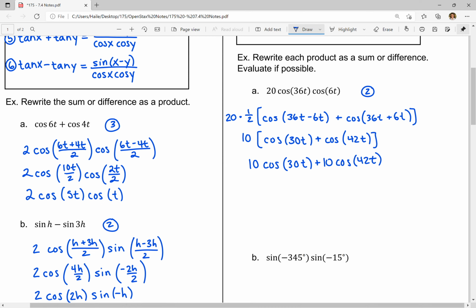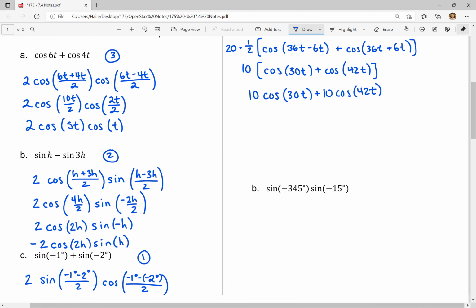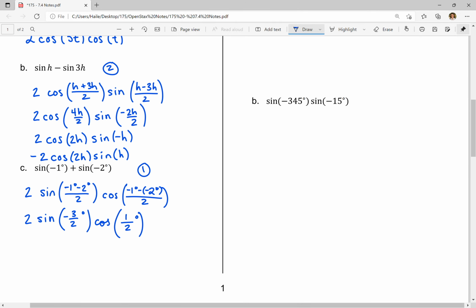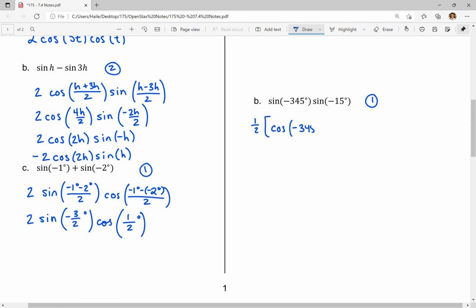Okay, so now let's actually try to evaluate something in example B. So we have the sine of negative 345 times the sine of negative 15. Since I have the product of two sines, I'm going to use equation 1, which is sine x times sine y. What this formula tells me to do is I'll have 1/2 times the cosine of the difference of the angles. So we'll have negative 345 degrees minus negative 15 degrees.